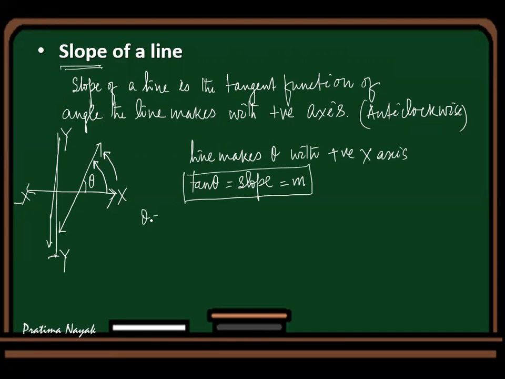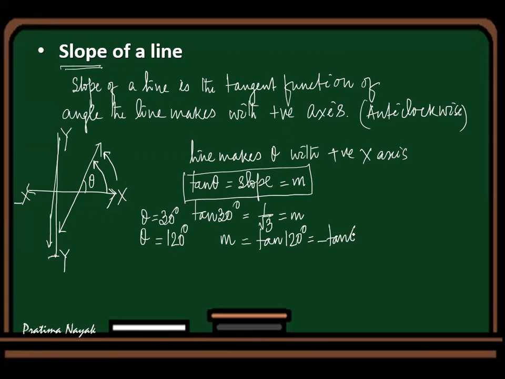If theta is 30 degree, then your tan 30 is equal to 1 by root 3, that is equal to m. If theta is equal to 120 degree, then m is equal to tan 120. We know that tan 120 is equal to minus tan 60, that will be minus root 3.